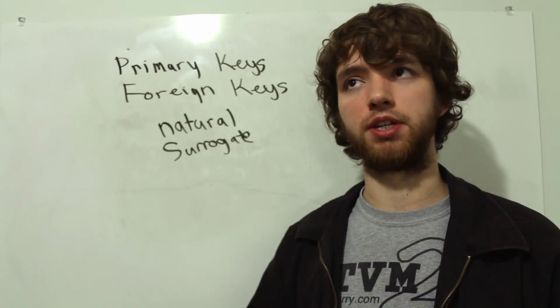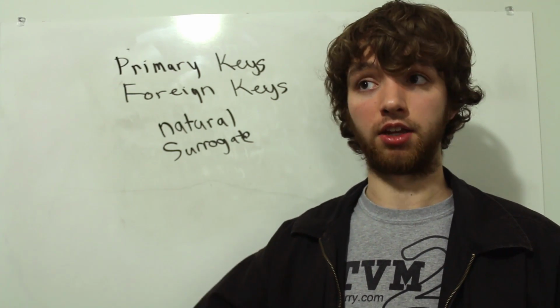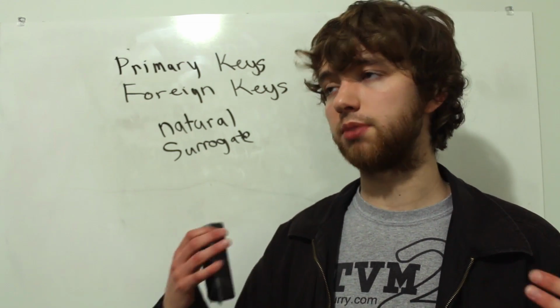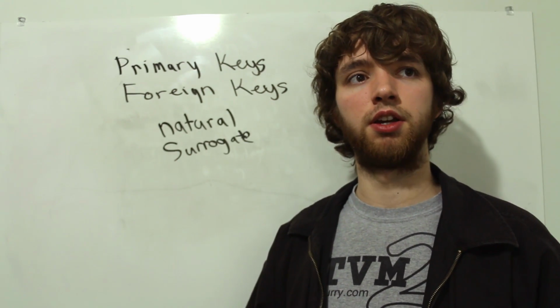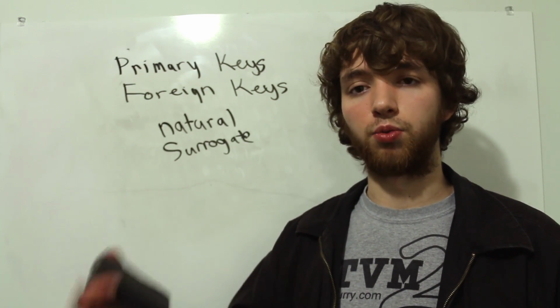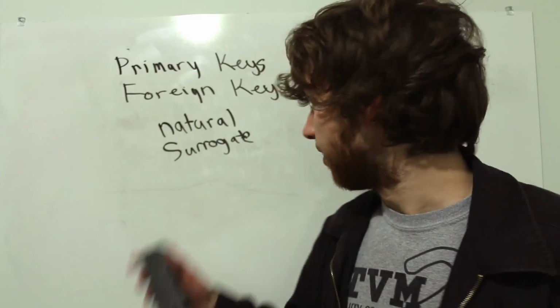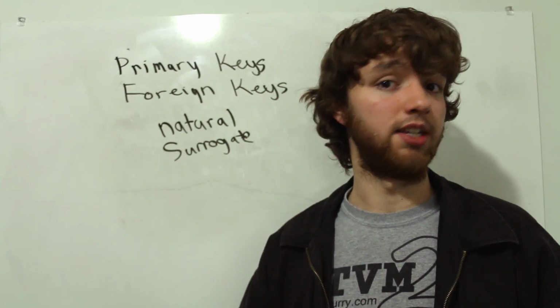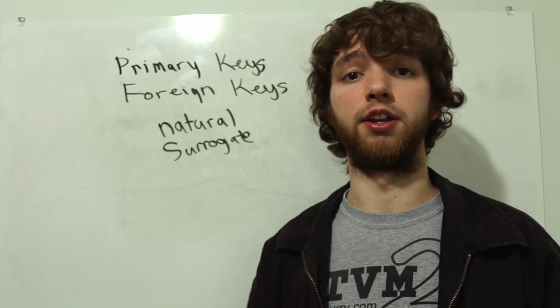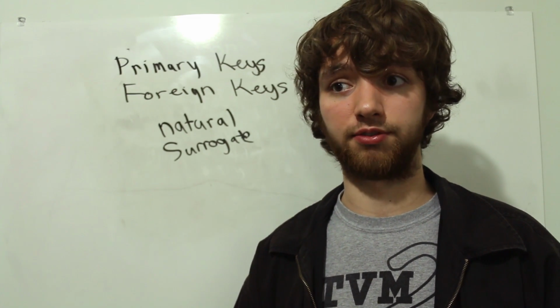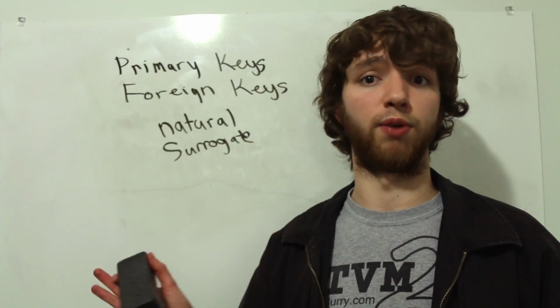So natural would be something that has real world meaning. So something like an email address would be a natural key because it has real world meaning, like I just said. A surrogate would just be like an ID of 743, which is just a random number, computer generated, doesn't mean anything in real life. And the fact that it's just a random number.